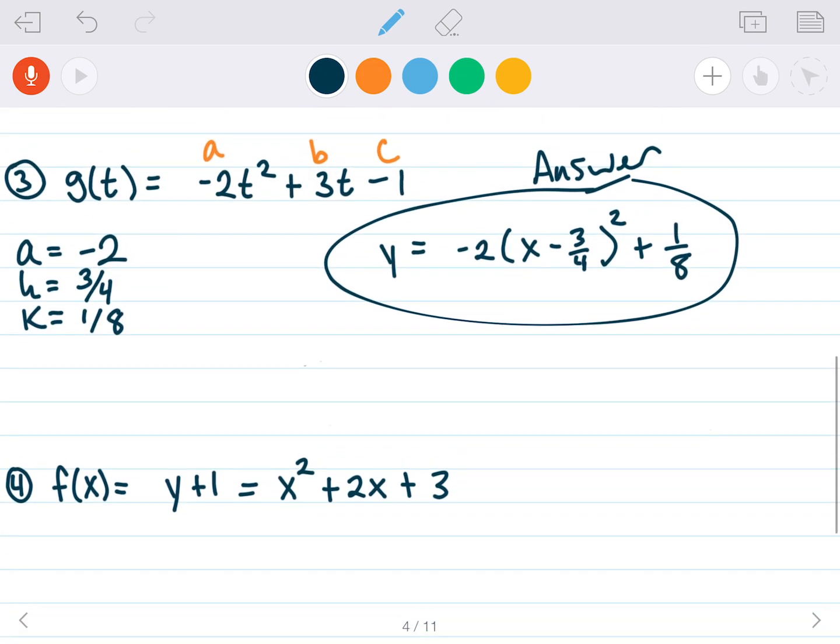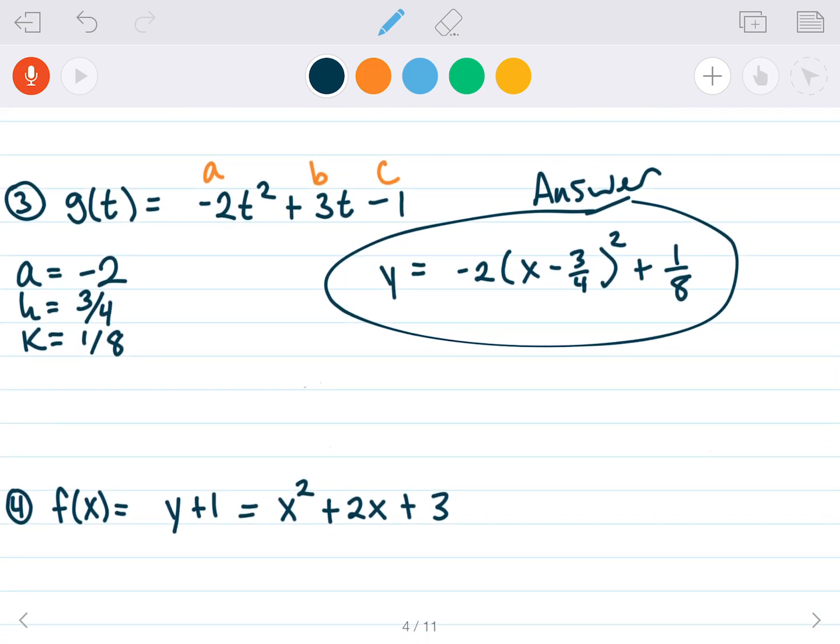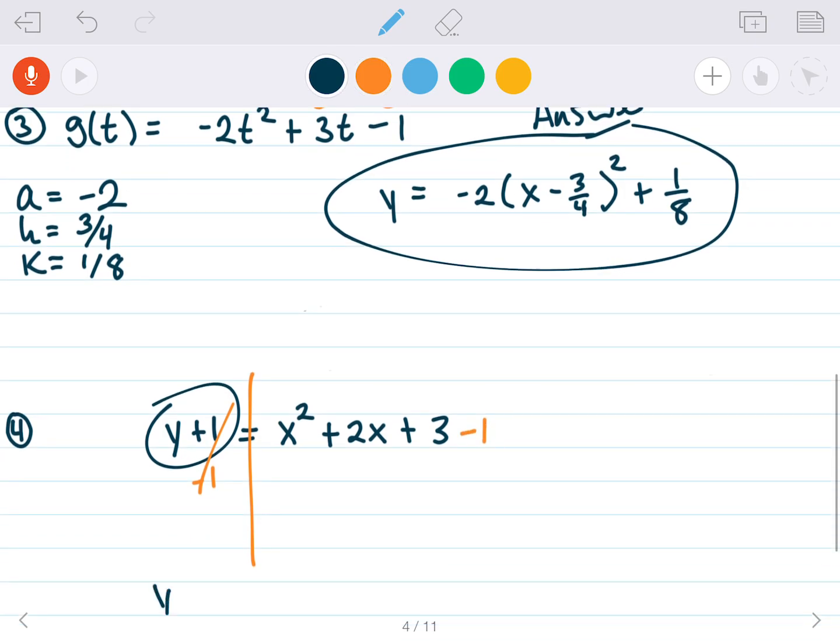Let's do one more. Okay, so the first thing I notice is that y is not by itself, so I want to make sure that y is by itself first. So this is my problem. I accidentally had the f of x there, but this is actually the problem. Y plus 1 equals x squared plus 2x plus 3. So I want to go ahead and get y by itself first so that it's in standard form. And to do that, I'll subtract 1 from both sides. Now y is alone and I'm in standard form.